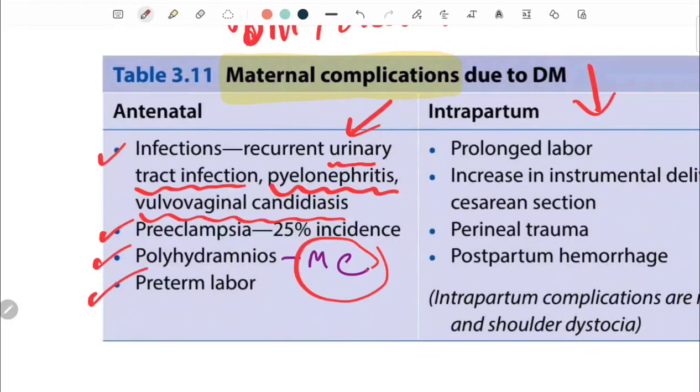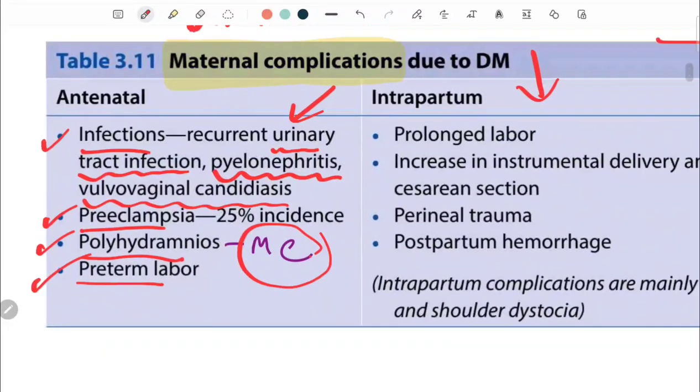So what are the antenatal maternal complications due to DM? Infections, which can be UTIs, pyelonephritis, or vulvovaginal candidiasis, then preeclampsia, polyhydramnios, and preterm labor.